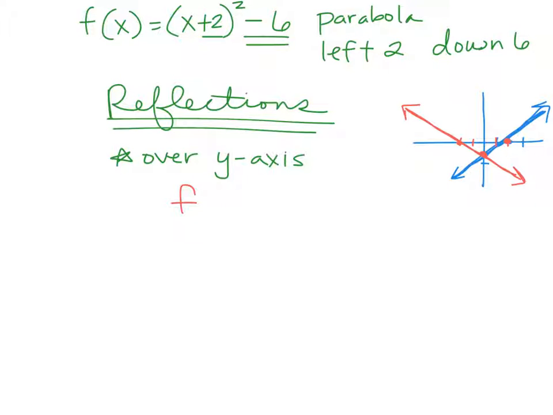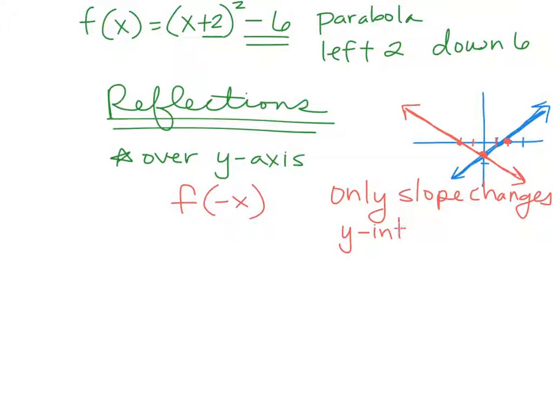It becomes f of negative x because only my x changes. My y does not. My y stays put. So you take your function and you do the opposite of the x. What I mean by that, so we're going to say only the slope changes. My y-intercept stays the same.